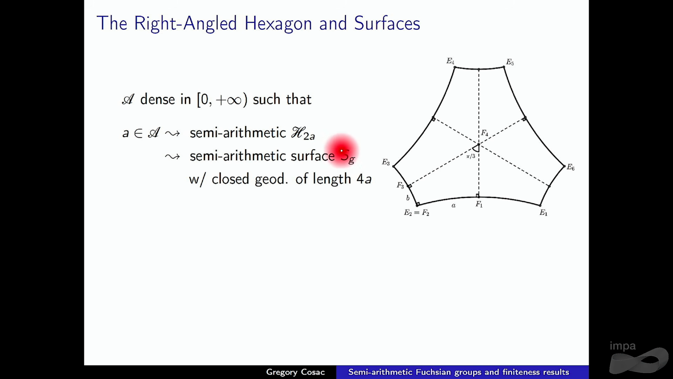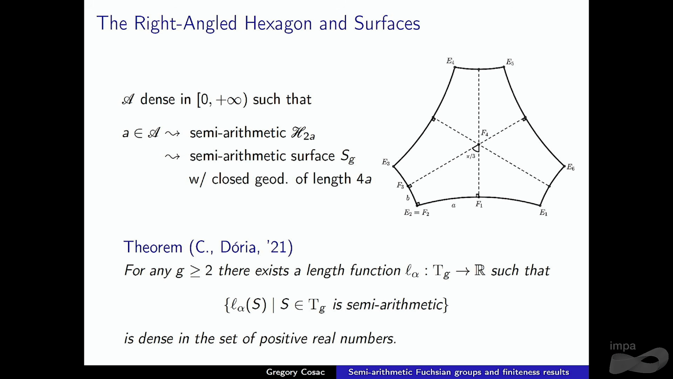This calligraphic H, I'm using this to denote the group that you obtain from the hexagon, and 2A is just because this side is going to have length 2A, right? And that gives you a semi-arithmetic surface inside this group of genus G with a closed geodesic of length 4A, I think 4A, but anyways, something times A.